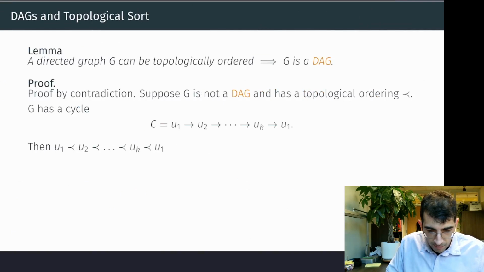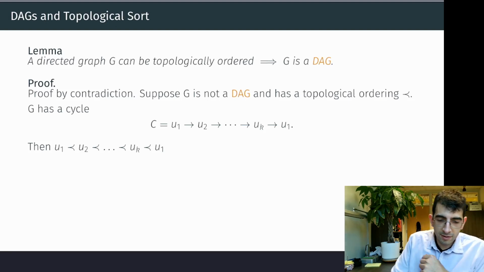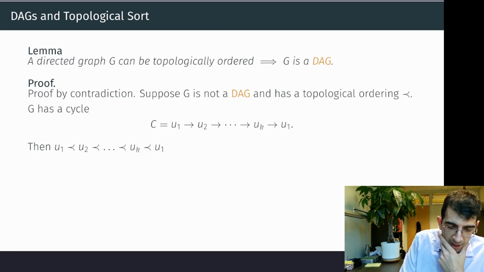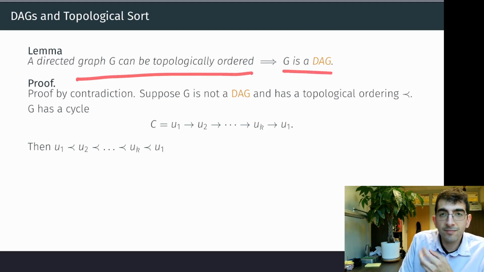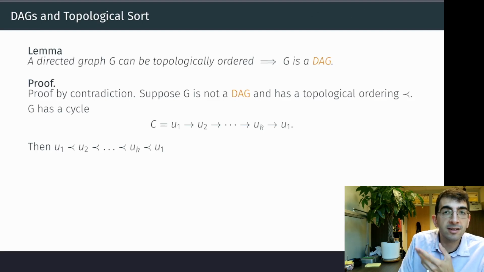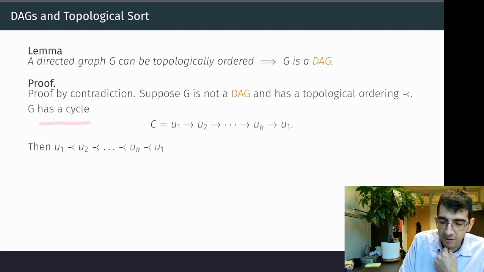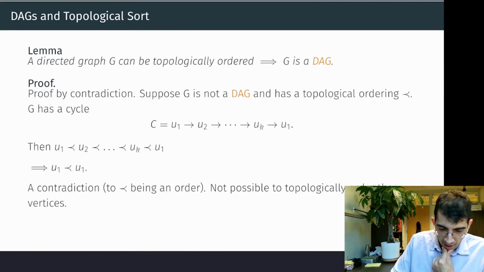So an important thing to note is that if a graph can be topologically ordered, then the graph is a DAG. Only directed acyclic graphs can be topologically ordered. And this is simply because if there is a cycle present, then there is no topological ordering where all the edges go from left to right.